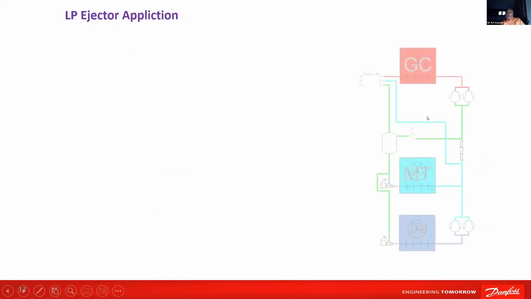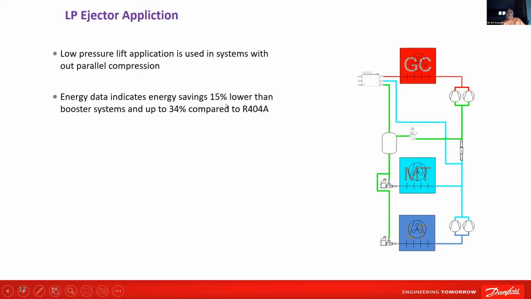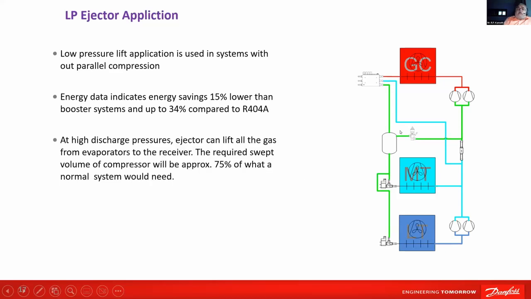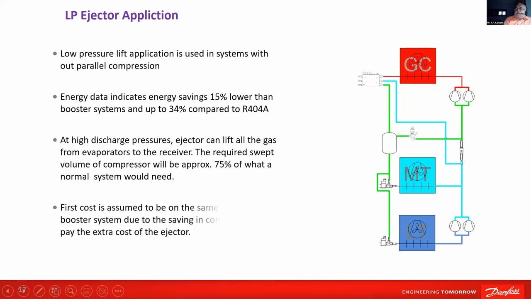LP ejector. Here notice that there is no parallel compression. Energy is 15% lower than without ejector, 34% as compared to 404A. The ejector can lift the gas from the evaporators to the receiver. Required swept volume of compressor will be 75% of what a normal system would need, which means by doing this, somehow the gas is diverted from here, and we are now using this compressor at a higher evaporating pressure, so higher suction pressure. That is giving the efficiency. Generally, first cost will be similar compared to using a parallel compressor or ejector.